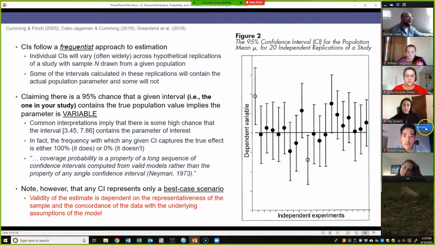Question, who do I want to pick on here? Brittany. If we're looking at this, let's pretend that this is replications of intervals, right? When would I expect more spread across these intervals if I'm working with replication of a very large sample or a very small sample? So you're asking, if you replicate a study, are you looking for more spread across a small sample or a large sample?